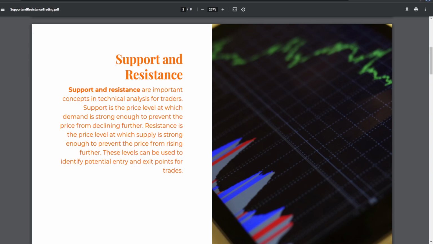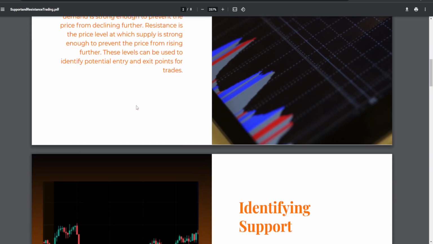And these levels can be used for not just entries but also exits. You can buy a long position and ride it all the way towards a resistance and sell it at the resistance, or you can take a short position, ride it all the way down to a support, and sell it at the support. So yeah, that's the basics.